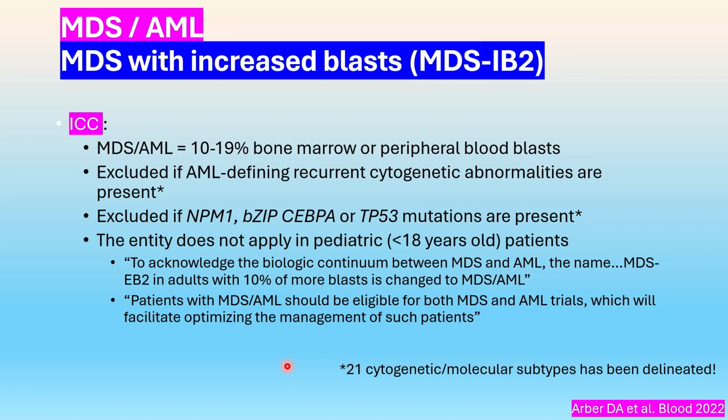Here is the standpoint of the other group, the ICC. So they have mentioned that you make a diagnosis of MDS/AML for cases with more than 10% bone marrow blasts. And what they say is they did this to acknowledge the biologic continuum between MDS and AML, and the name MDS EB2 in adults with 10% or more blasts is changed to MDS/AML. Patients with MDS/AML should be eligible for both MDS and AML trials, which will facilitate optimizing the management of some patients.